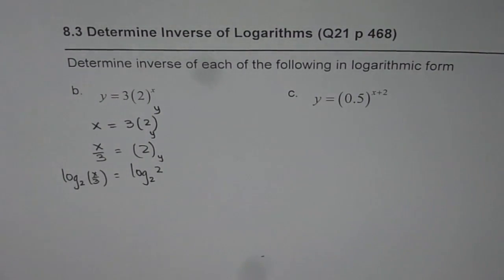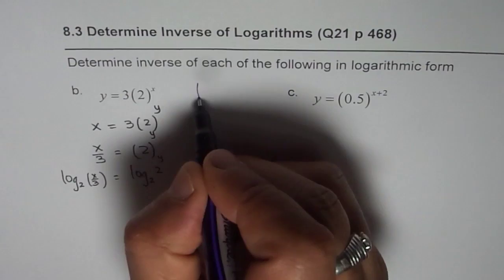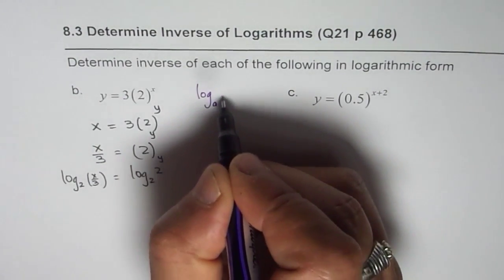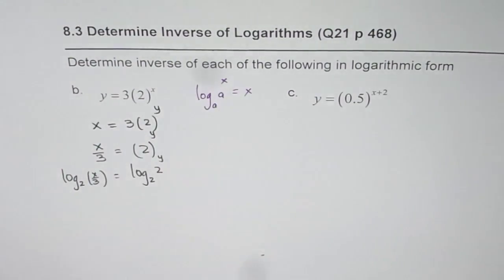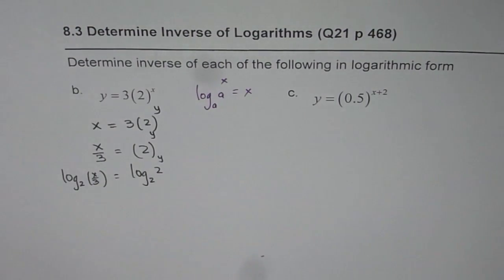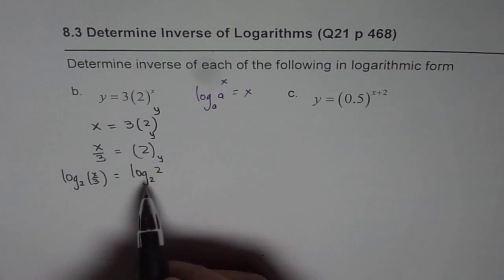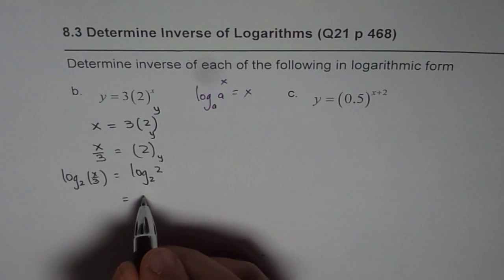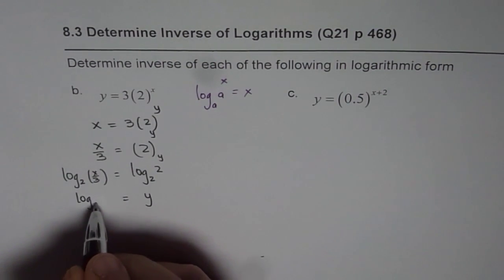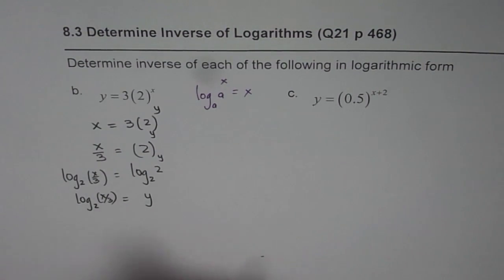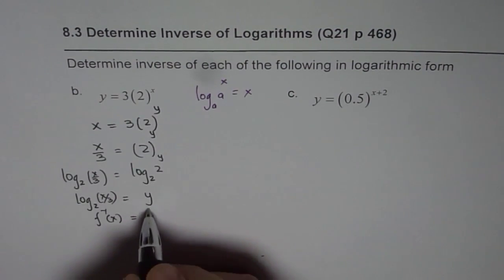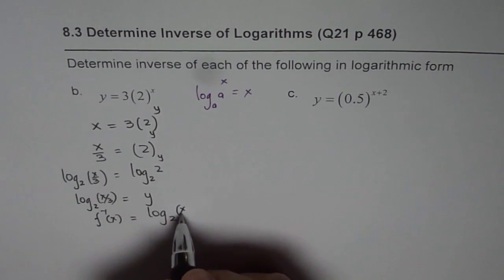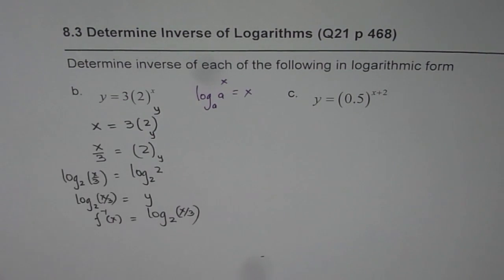Do you see that? As you know, there is a property: log to the base a of a to the power x is equal to x. You know, log a of a is 1. So this is the property which is very helpful in finding the inverse, and that gives us y here, and we get log to the base 2 of x over 3. And therefore we can now write down our answer: f inverse of x equals log base 2 of x divided by 3. Do you see that? So that is how you can find the inverse of this.